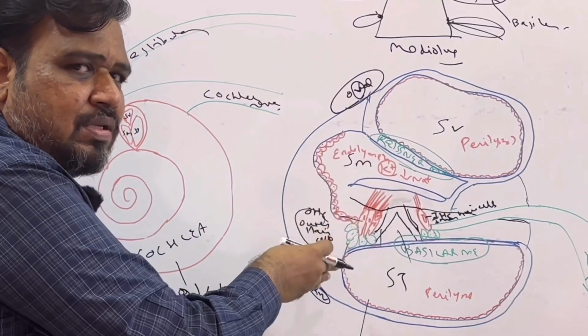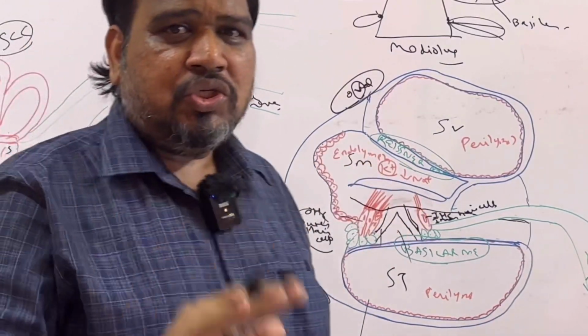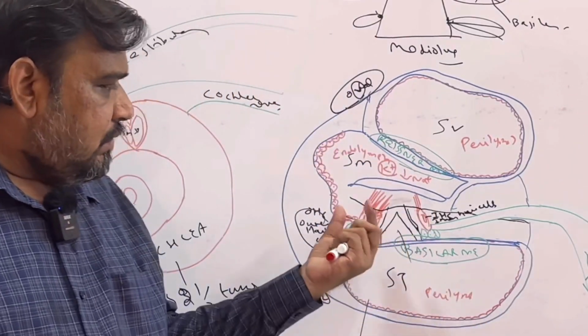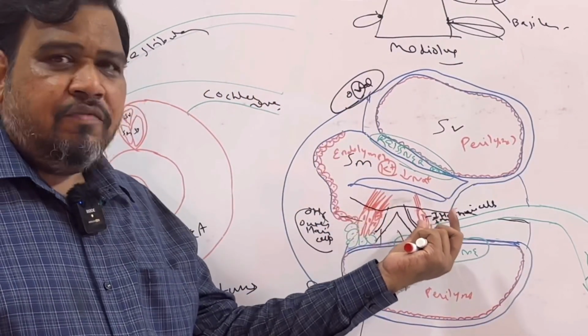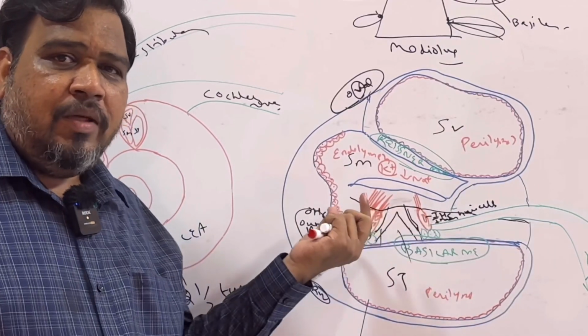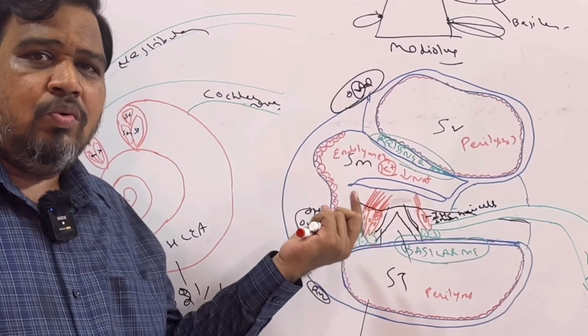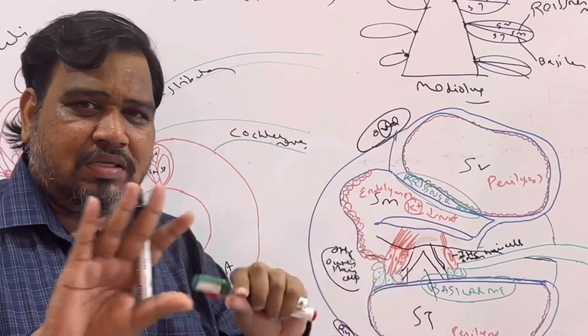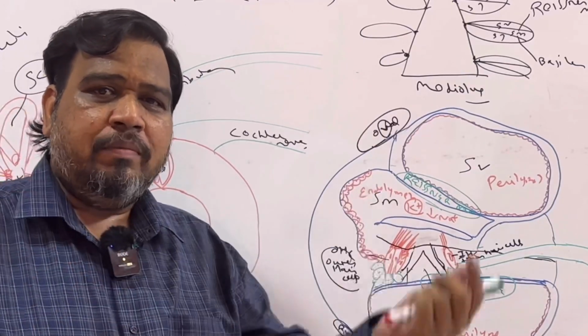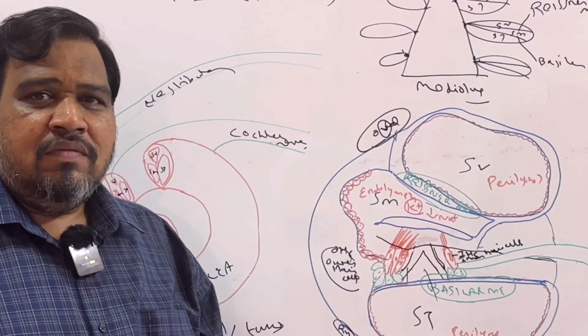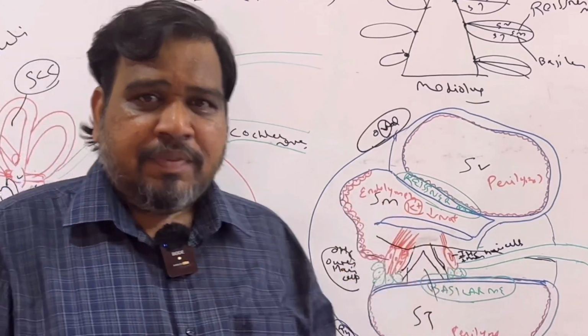Why have I drawn 3 outer hair cells and 1 inner hair cell? The ratio is like that. For example, if you have 1500 inner hair cells, there will be around 4000 to 5000 outer hair cells. Almost like 3:1, not exact, but outer hair cells are more in number, and inner hair cells are very few in number. But I am going to explain.